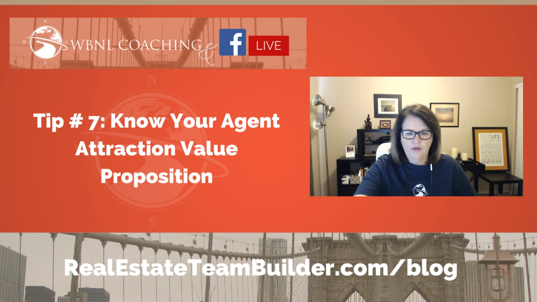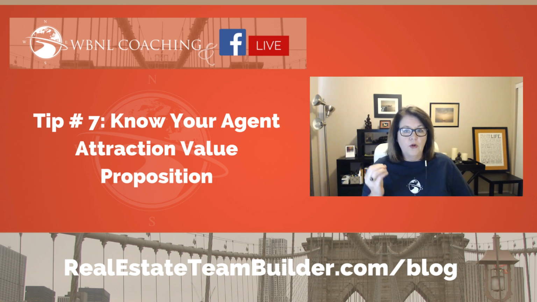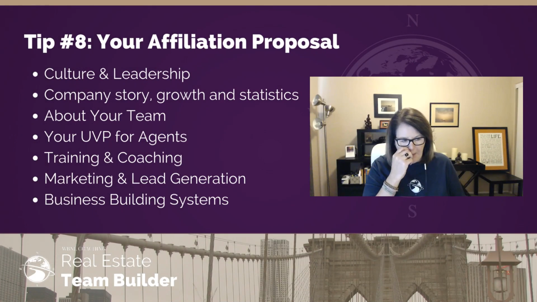Okay, so let me jump into what we're going to cover today. Again, we talked last week about knowing your agent attraction value proposition. If you've been following along and did the work on that topic, you'll be able to take what I cover today and put it into practice, because you have to actually do the work on what is unique about what you have to offer if someone's going to join your team. So now it's about putting it together in what you might call your recruiting presentation, and I'm calling it your affiliation proposal. Remember, the key here is you want to attract like people, the people best suited to work in your team.